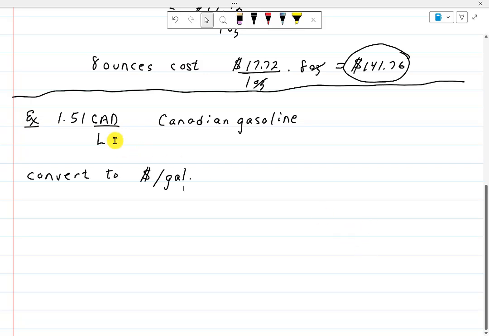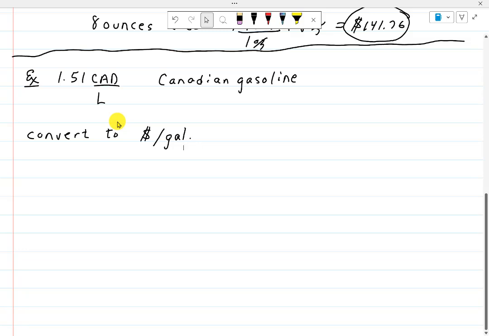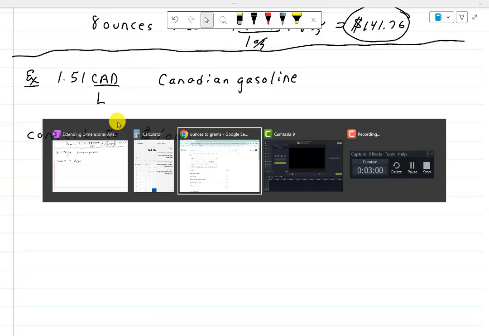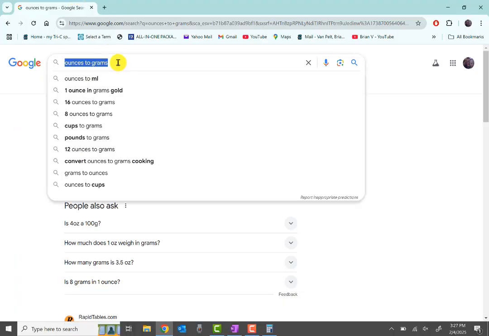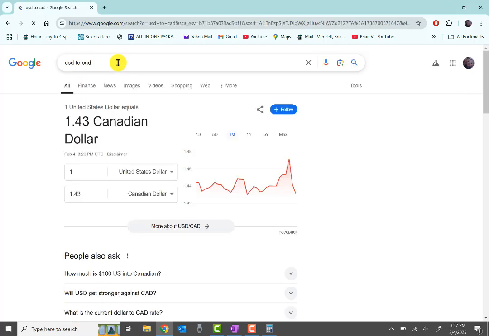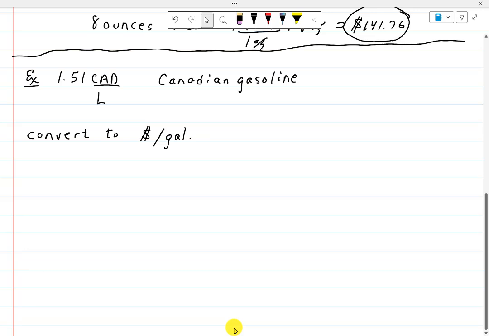So I have to convert everything here. Let's start with the CAD part. So I'll convert from Canadian dollars to American dollars. Let's try USD to CAD. There it is. So an American dollar is 1.43 Canadian dollars. So let's put it over here. So 1 US dollar is worth 1.43 Canadian dollars.